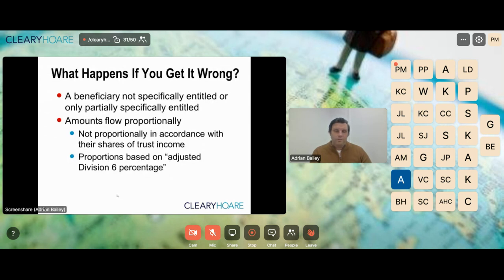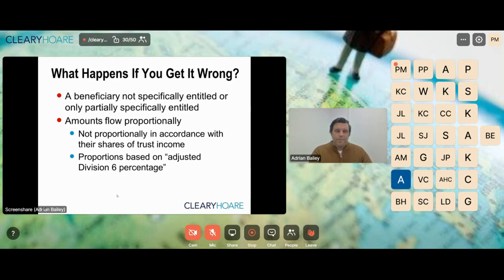So what happens if we get it wrong? What if we're trying to stream something and we don't do it in accordance with the legislation? An example for this may be that in our trust, we have some income from business activities and we have a capital gain. We want to send our income from business activities to a company and we want to send our capital gain to a person, so we get access to the discount capital gain and the 50% discount. So we'll need to stream in that scenario. We'll need to make sure our resolution is streaming those two different types of income and that we're making somebody specifically entitled. If we get it wrong, the amounts then flow out proportionally.